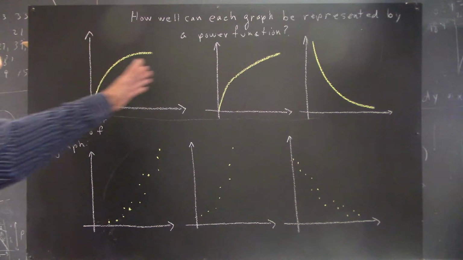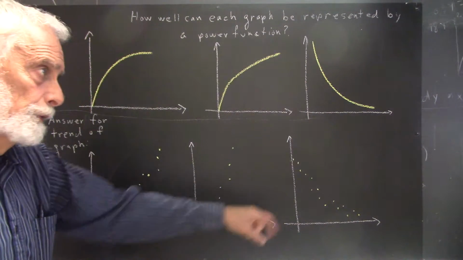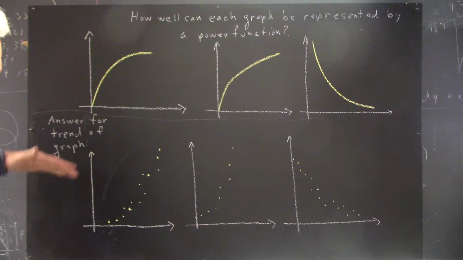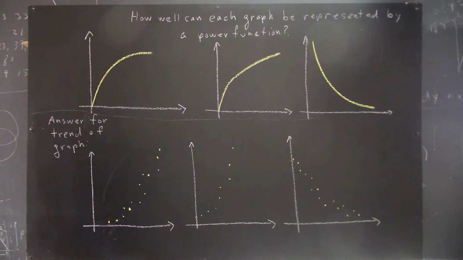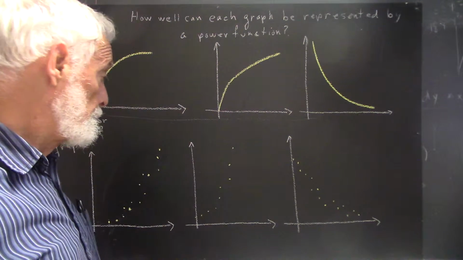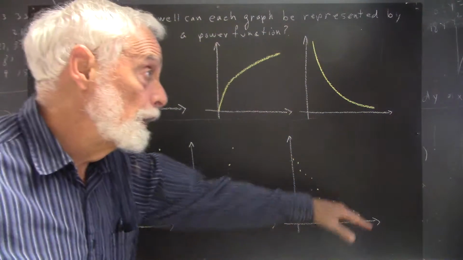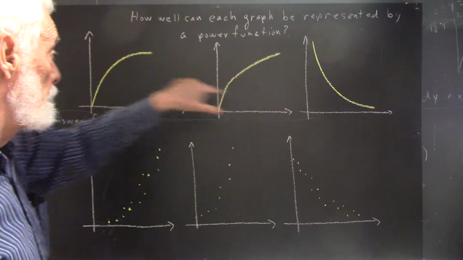We have here a series of 3 graphs and 3 scatter graphs. For each scatter graph there's a trend. We can see the trend of this graph is going to pretty much follow the trend of these points, the trend of this graph similarly, the trend of this graph similarly. And these graphs aren't related to these graphs.